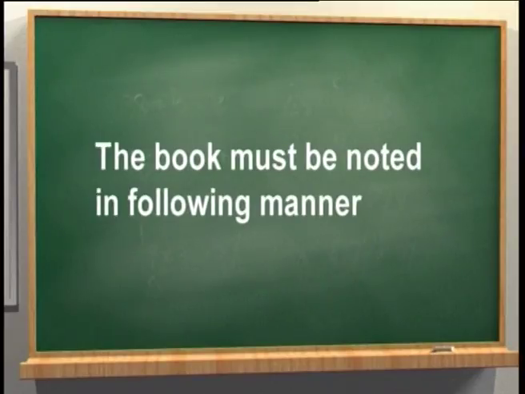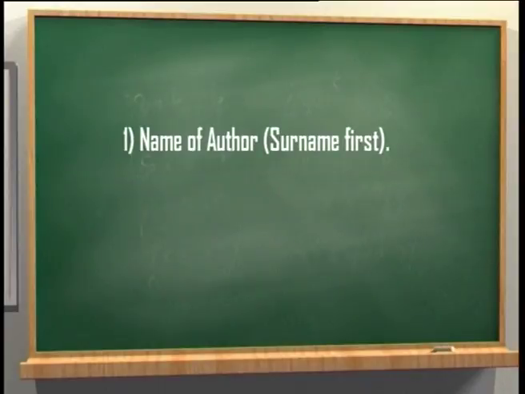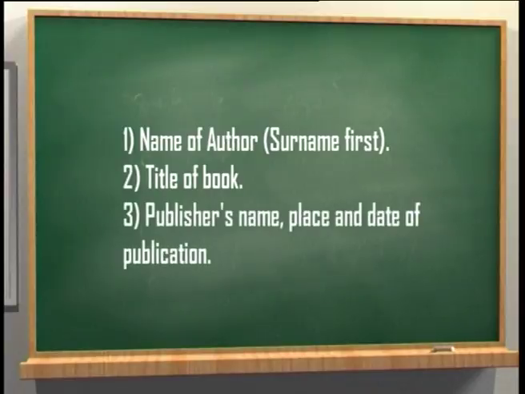He can divide it into different sections such as books in the first section, journals in the second, research reports in the third, etc. Generally, the prescribed form for preparation of a bibliography is given below. The book must be noted in the following manner: name of the author, surname first, title of book, publisher's name, place and date of publication, and the number of volumes.